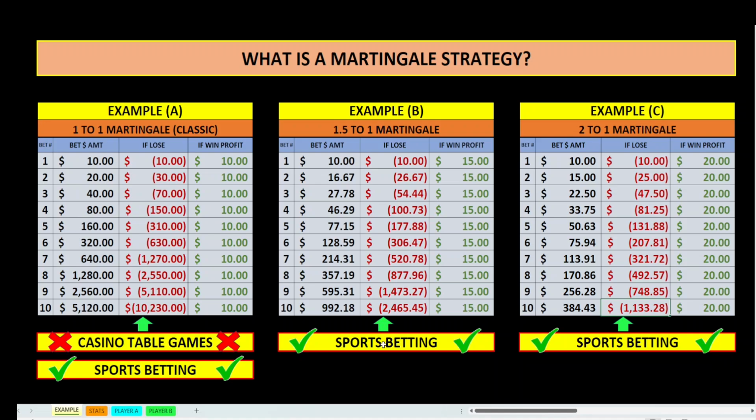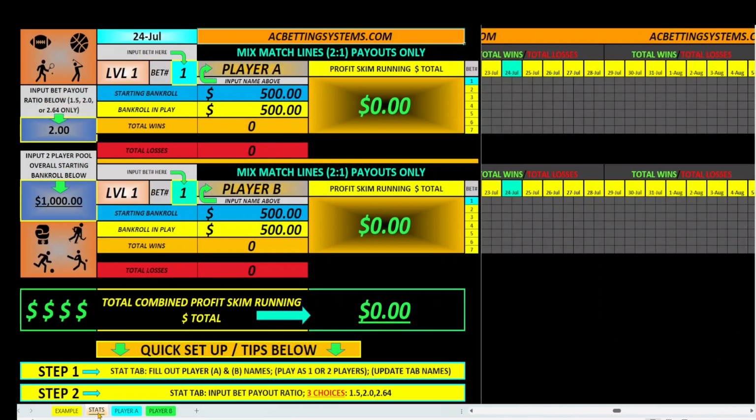But for those of you who feel you have the patience and self-discipline, let's take a look at this martingale calculator I created. I call it the Marti Sport 7 calculator. Okay, over here on the stats tab, this is going to be your home base. All your progress can be rolled up and tracked here. We got a quick setups and tips down here, so let's start with step number 1.